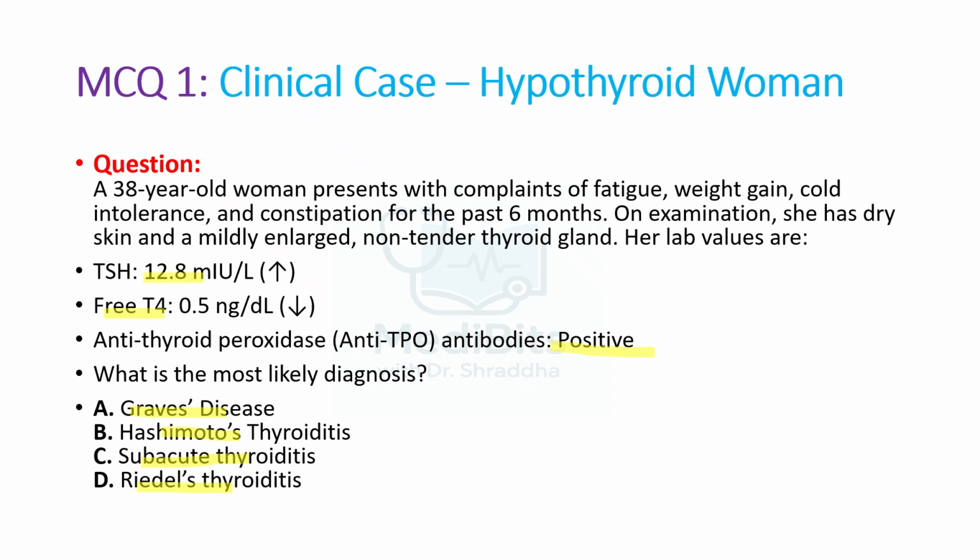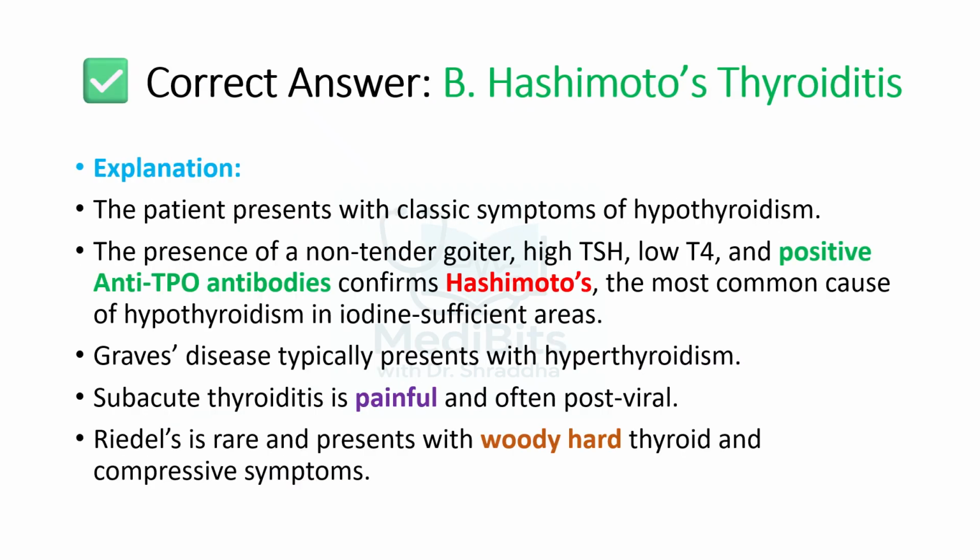So now we will go to the next slide which consists of the answer. So the correct answer is B, Hashimoto's thyroiditis. Why? Because the patient presents with classical symptoms of hypothyroidism. Presence of a non-tender goiter, high TSH, low T4 and positive anti-TPO antibodies confirms Hashimoto's.